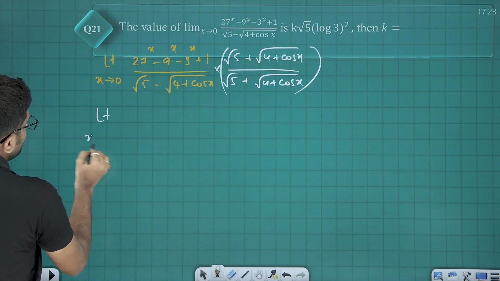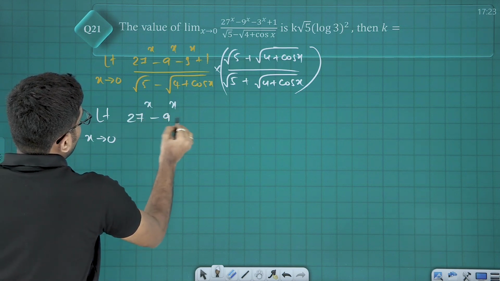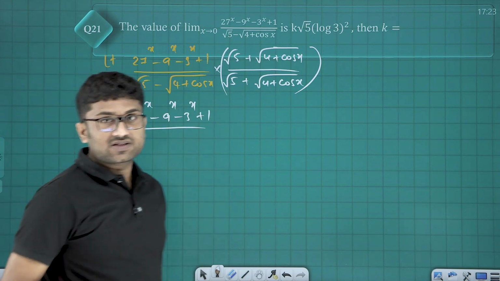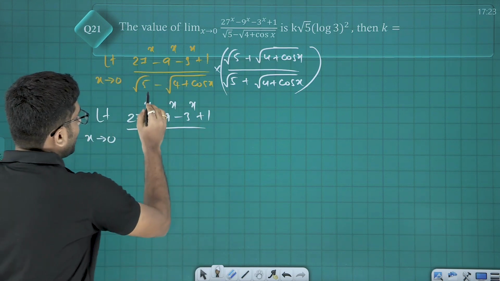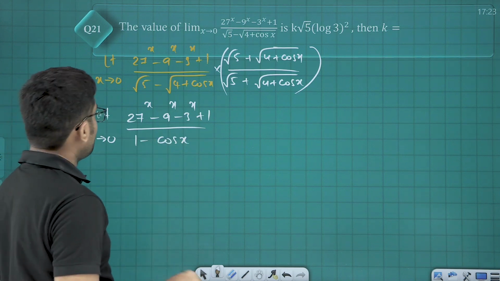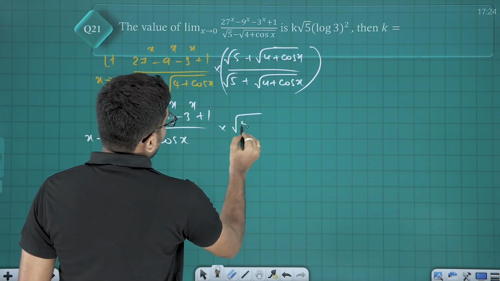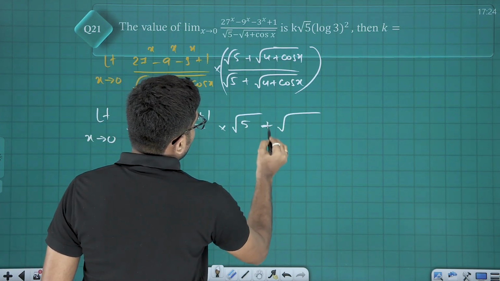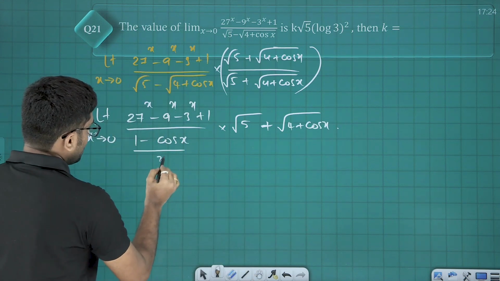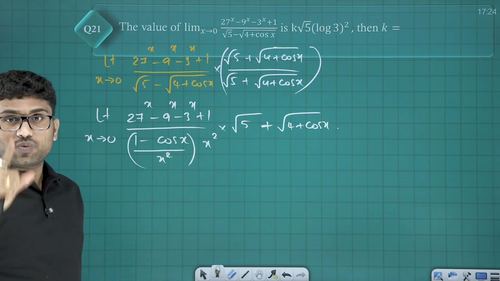So limit x tends to 0, 27 power x minus 9 power x minus 3 power x plus 1 divided by a minus b into a plus b is a square minus b square. That will be 5 minus 4. So 1 minus cos x. 1 minus cos x. Clear? Into root 5 plus root over 4 plus cos x. We do one thing. Let's multiply and divide with x square. And you know 1 minus cos x by x square is 1 by 2.